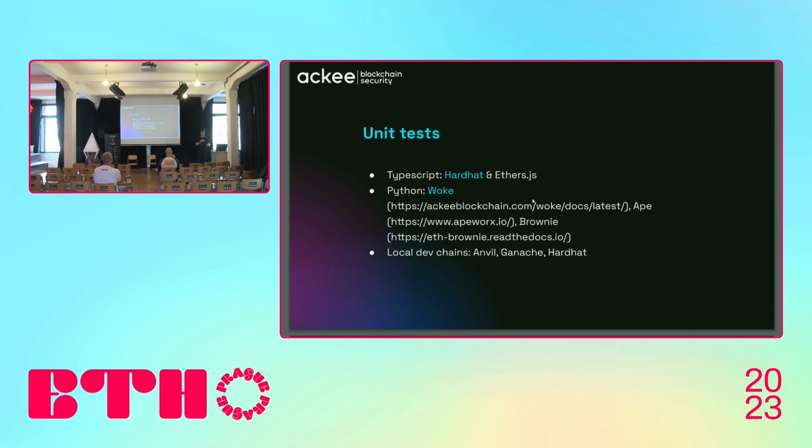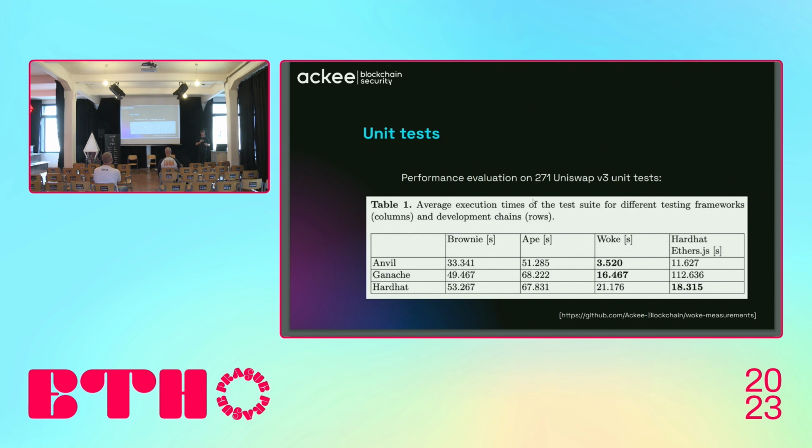There's also a testing framework in Python called Brownie, but it's now an abandoned project. And there's a testing framework called Ape. These testing frameworks run against local dev chains, so each of them supports Anvil, Ganache, and Hardhat. As I said, the important thing with a testing framework is the speed of execution, so we just wanted to focus on this a bit.